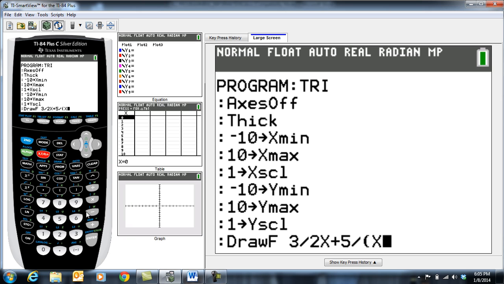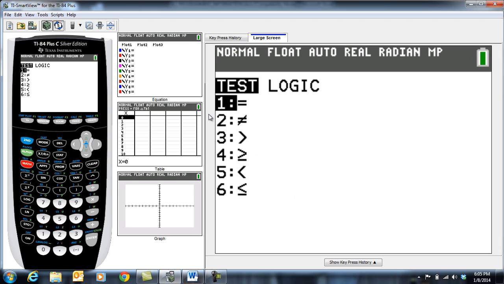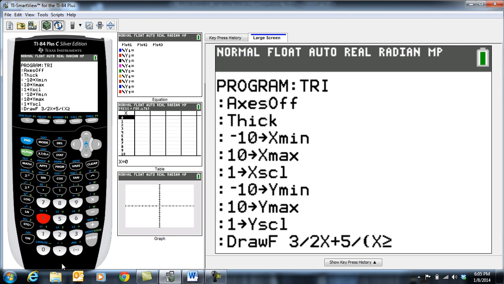To get the greater than or equal to sign, you're going to press second, and then the math button, which is directly under alpha. And you can see your symbols all right here. We want the greater than or equal to, which is number 4, and then our negative 6.